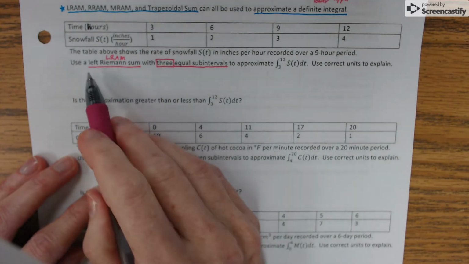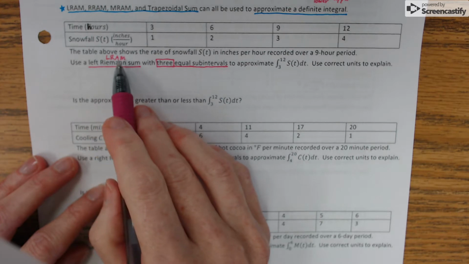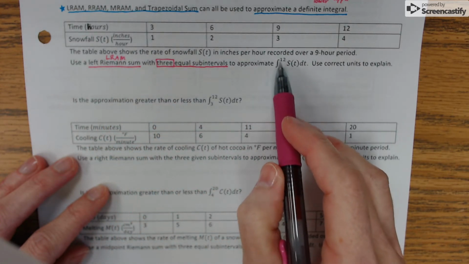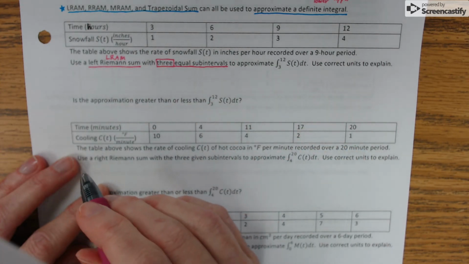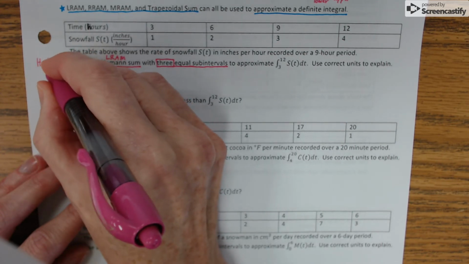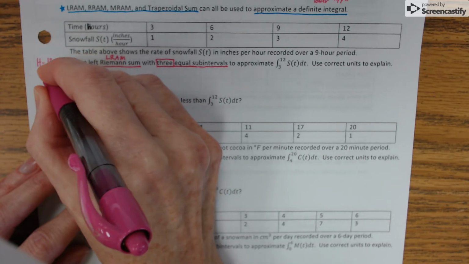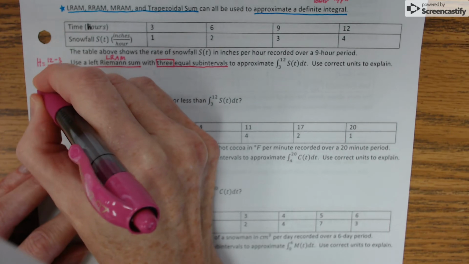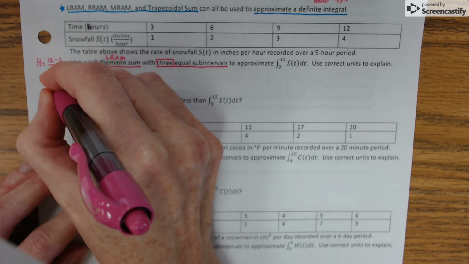The first example asks us to use a left Riemann sum, which is just really a fancy way of saying an LRAM, with 3 equal subintervals to approximate the integral from 3 to 12 of this function s of t, which represents snowfall. So as soon as I see equal subintervals, I'm going to use my h equals b minus a over n. So subtract your time interval and divide it by, we want 3 equal subintervals. So that looks like 9 over 3, which would be 3 for our height.